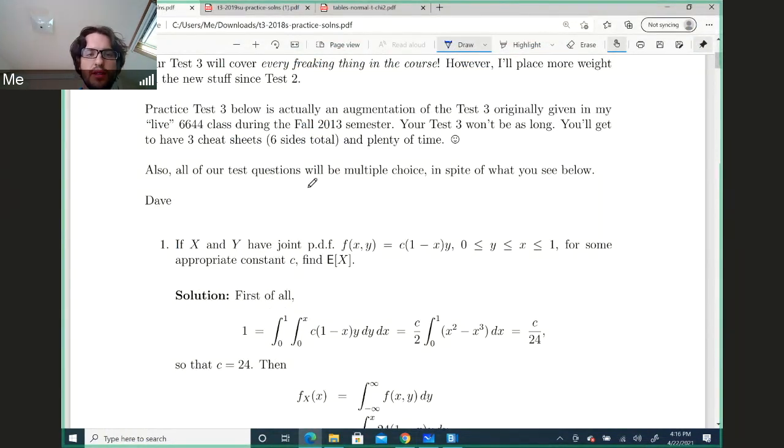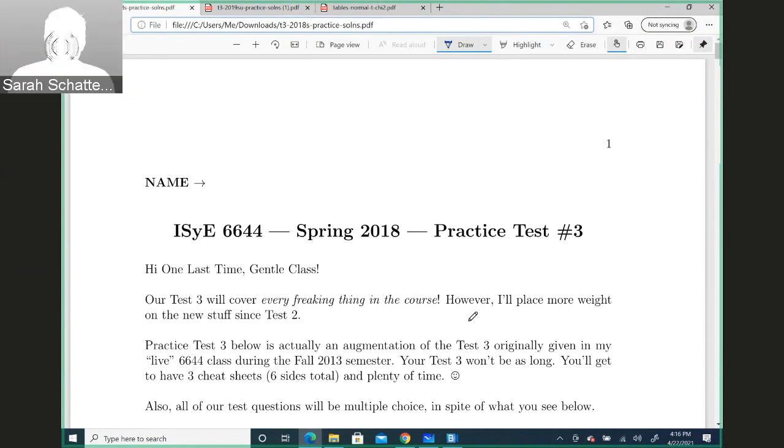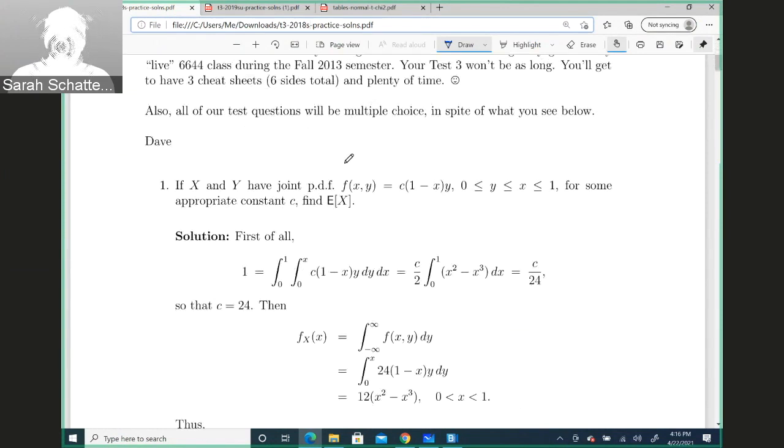So let's see. Going back to the 2018 practice, Q3 2018. This is something you can, of course, currently access on Canvas as well. And what do we have here?